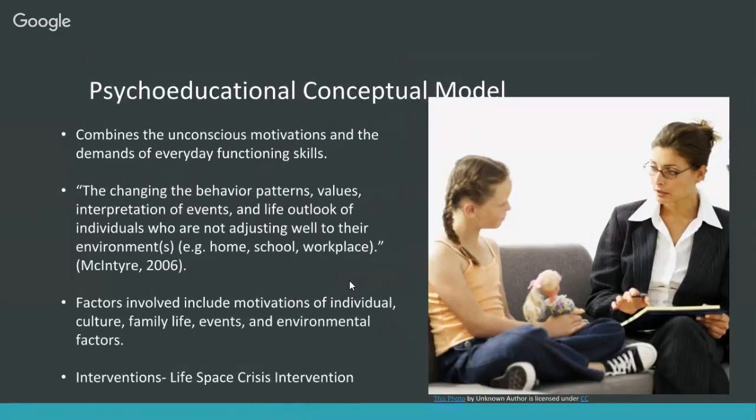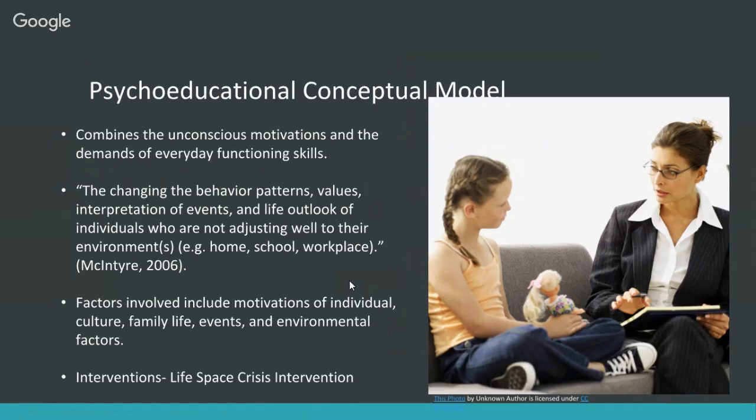The next model we're going to talk about is the psychoeducational conceptual model. This model combines the unconscious motivations and the demands of everyday functioning skills. We look at the behavior patterns, the values, how the child interprets the events, and the outlook that they have, who are not adjusting well to their environments, according to McIntyre. Factors that influence the psychoeducational conceptual model are motivations of individual, culture, family life, events, and environmental factors.